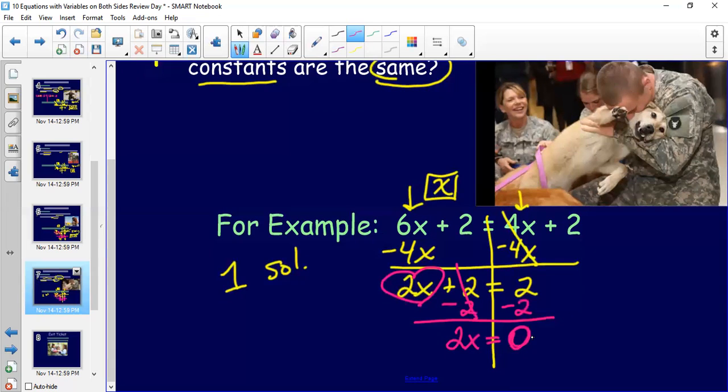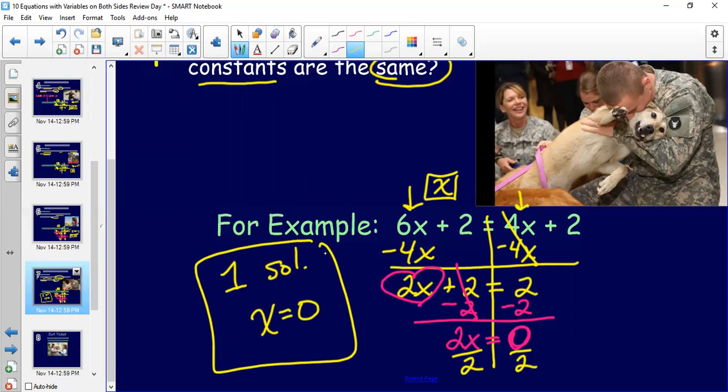That's okay. So if we did our last step here, we would divide by 2 to get our one solution, and that one solution is 0. x equals 0. Okay, so that was a quick recap of the last four, or kind of yesterday.